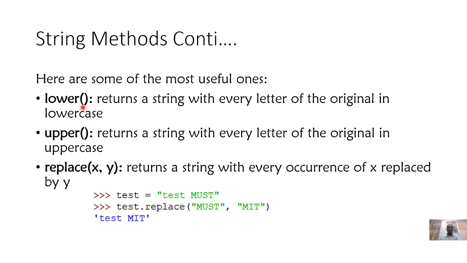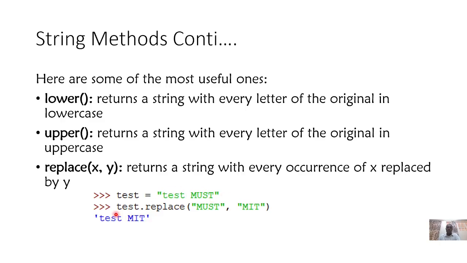Lower method or function. It is telling us that if this is appended to a variable, what is going to be returned will be the lowercase of all the text that I've included. Upper is going to return the uppercase of all the text. Replace, let's say in the sentence we have A. We're going to replace that A with B, here represented by Y. An example is this one, test must.